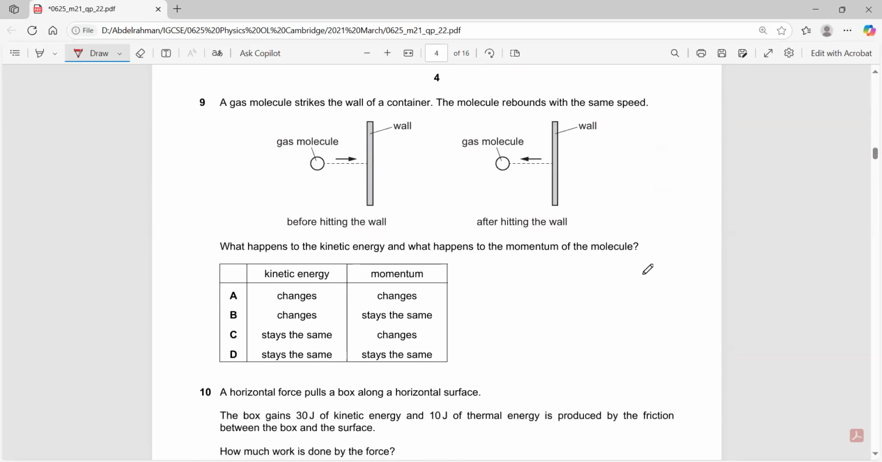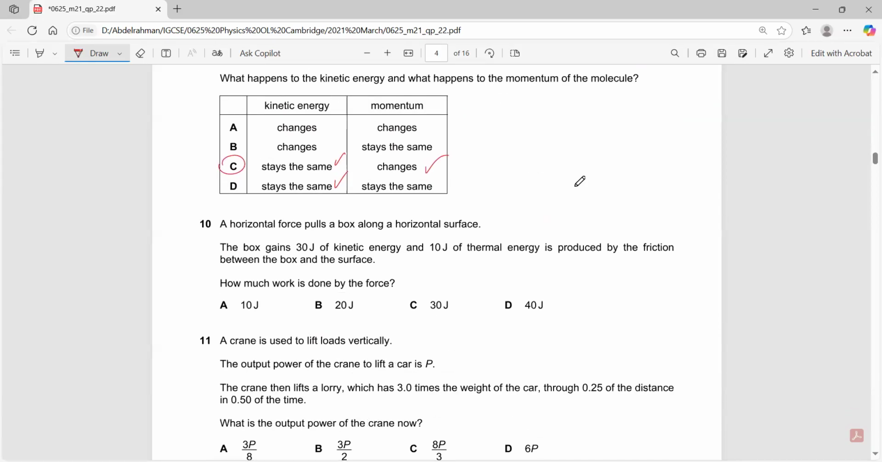A gas molecule strikes the wall of the container. What happens to the kinetic energy? What happens to the momentum? The speed is the same, right? The speed stays the same. So a lot of you might say, well, the momentum and the kinetic energy do not change. Actually, the kinetic energy does not change. Yes, kinetic energy stays the same, but the momentum changes. Why? Because it's a vector quantity. As you change the direction, the momentum will also change.